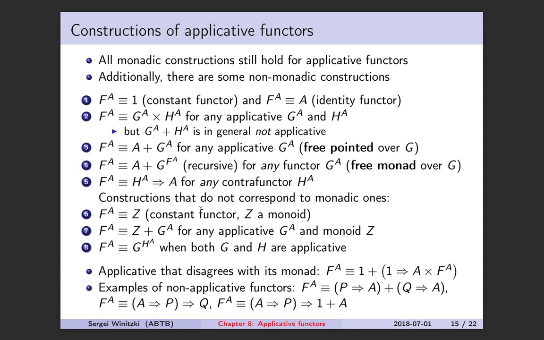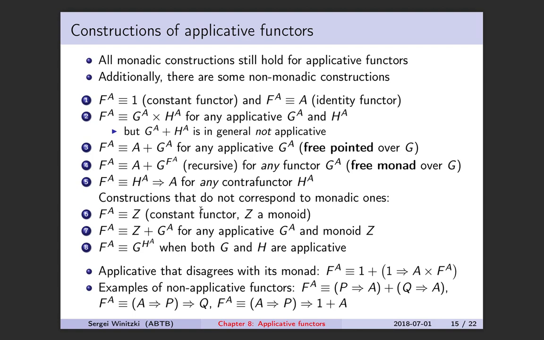So these are the constructions that I was able to find that build new applicative functors out of old ones. Now, I would like to give another example of an applicative functor that disagrees with its monad. So what does it mean exactly?